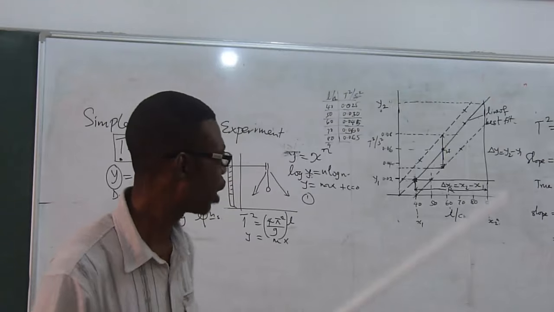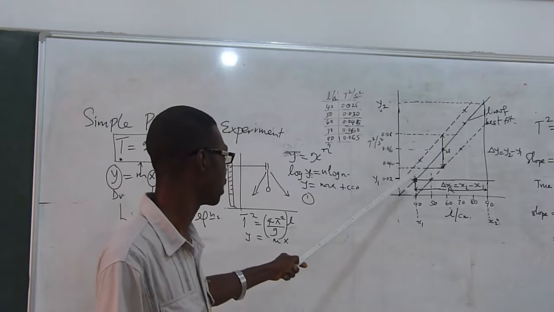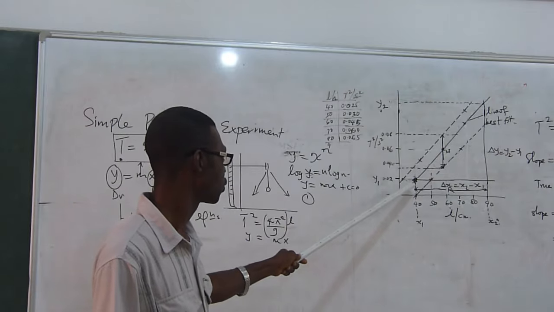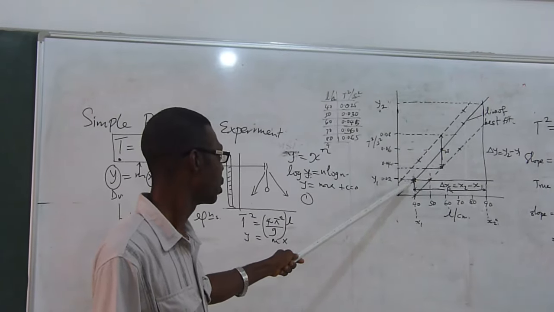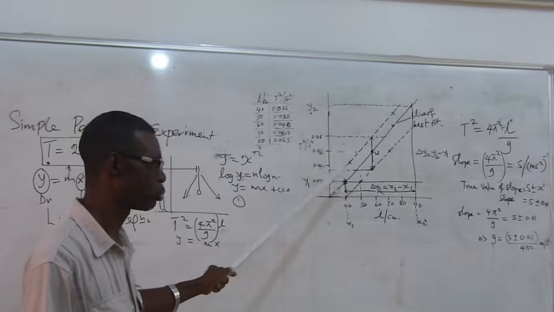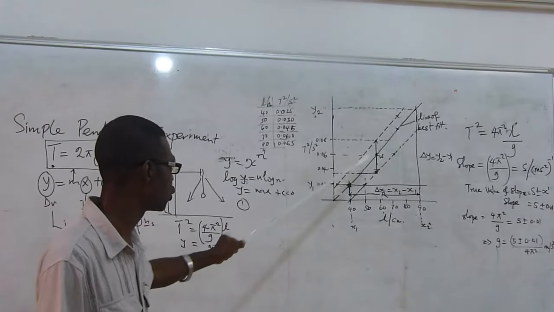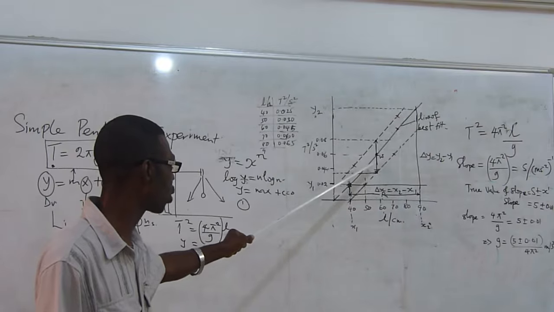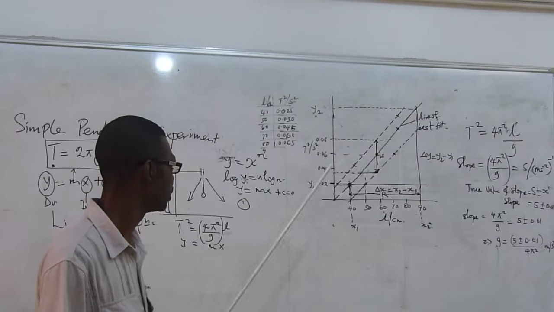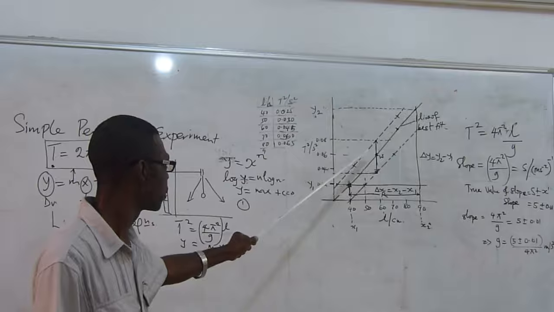Another way of handling error is what I have here on this graph. This is what we call error in slope. Now, what do I have here? I have 2 parallel lines to my main line, which I call the line of best fit here. These parallel lines are, number 1, the one up and the one down.